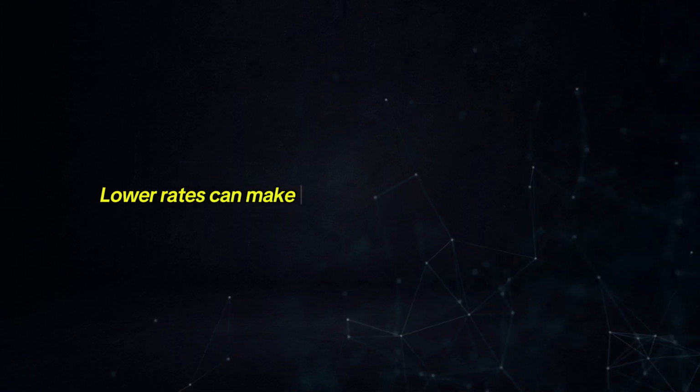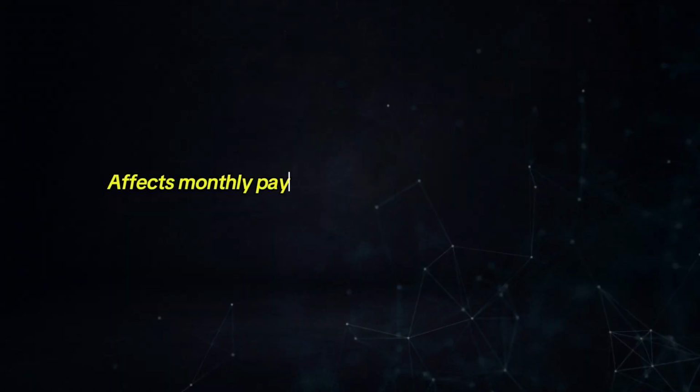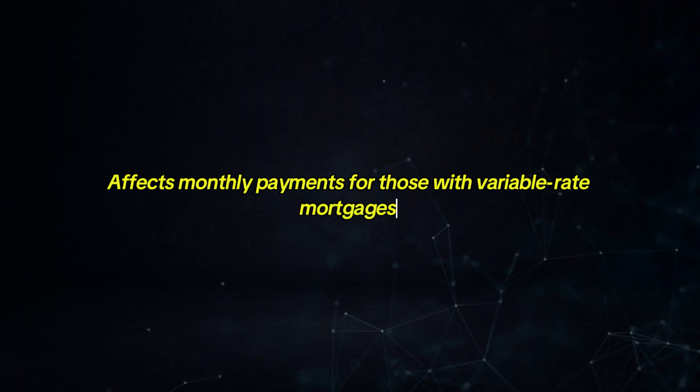Basically, these interest rates also follow the central bank interest rate hikes. Lower rates can make home ownership more affordable and easier for you to buy a house. This has made it very hard for people to buy a house in the last 2 years. Also, this has greatly affected monthly payments for those with variable rate mortgages.